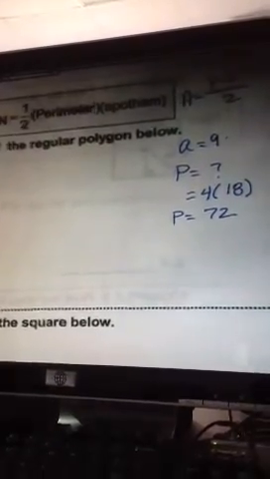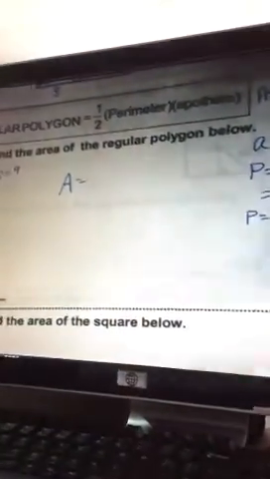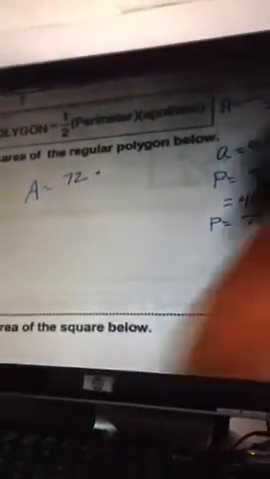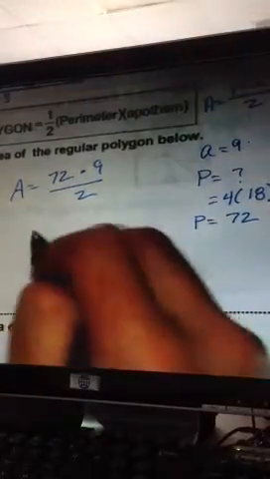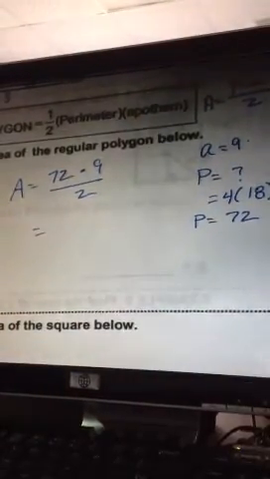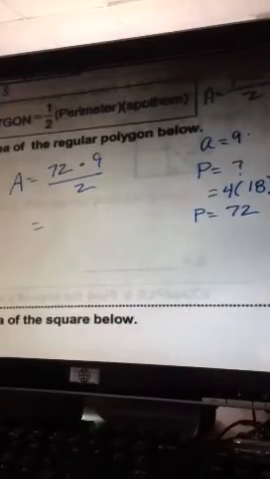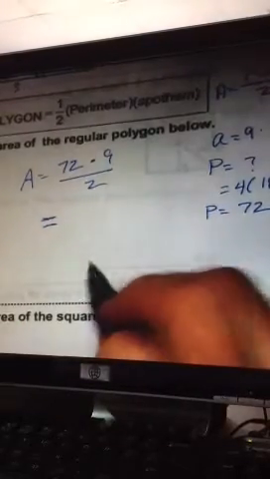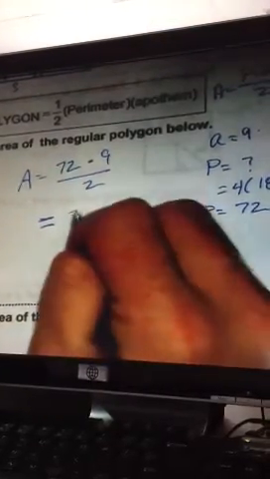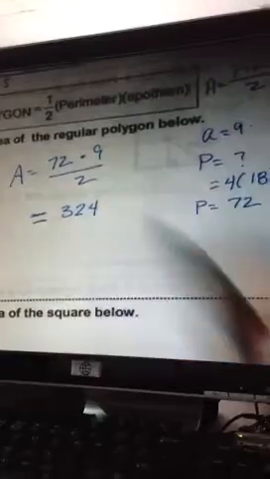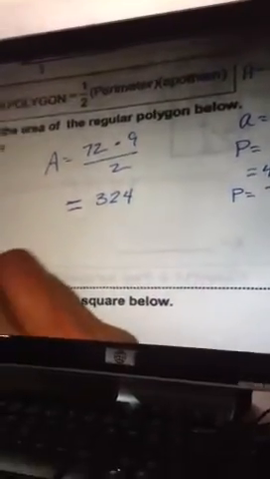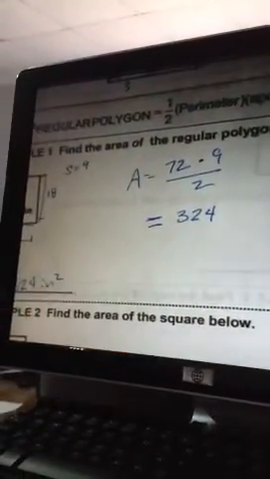It's time to plug it into my formula. Area equals 72 for my perimeter times my apothem, which is 9, divided by 2. All whole numbers, there's not even a square root right there to worry about. Plug those in. What do we get from our calculator? 324. So that's your area, 324. This would be inches squared.